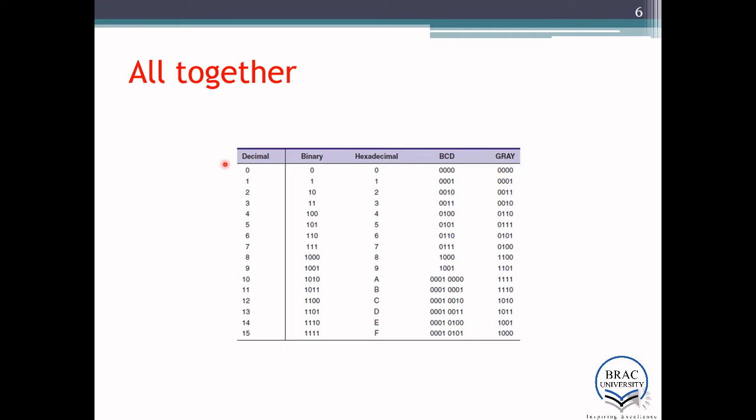Here is the representation of all of the codes. Decimal 1 to 15, binary 0 to 1111, which is equivalent to 15, hexadecimal 0 to F, which is equivalent to 15, BCD, and Gray code 0 to 1000, which is equivalent to 15 in decimal. You need to know this conversion. It will be really helpful for converting one number system to another number system.